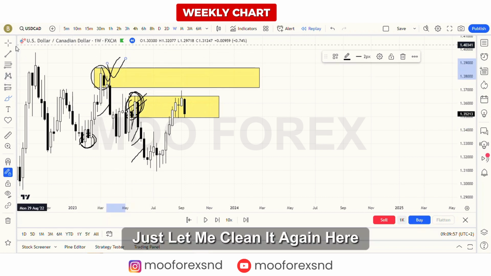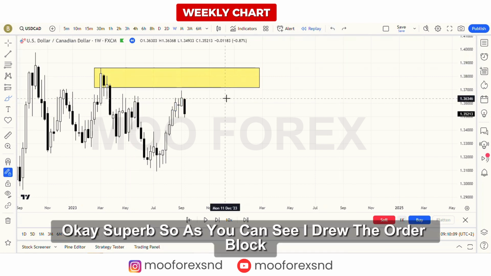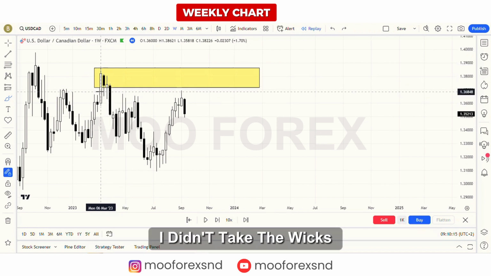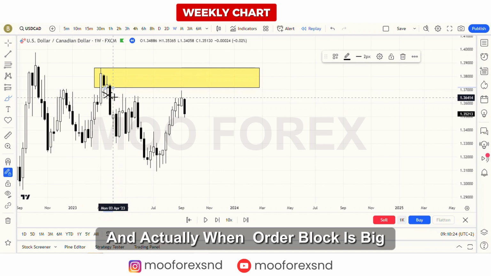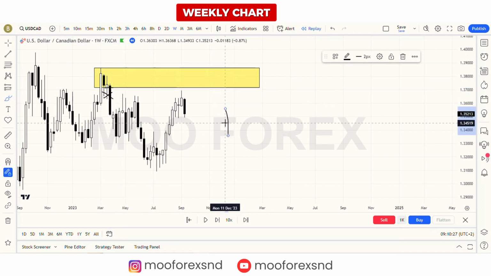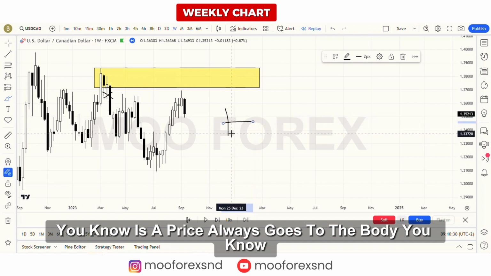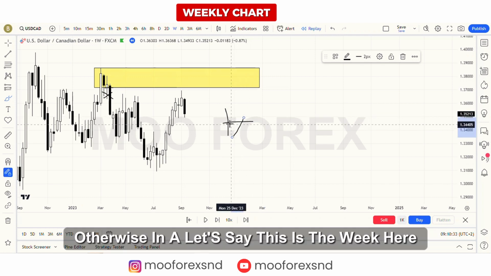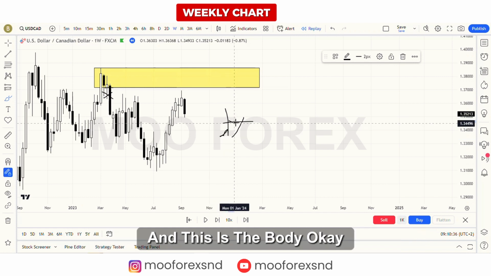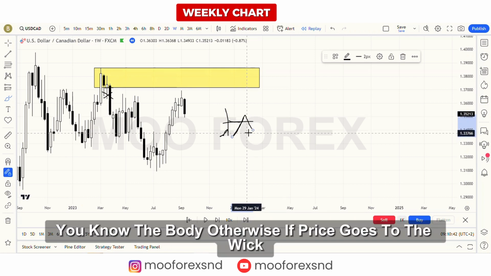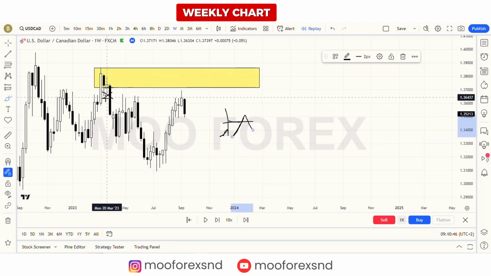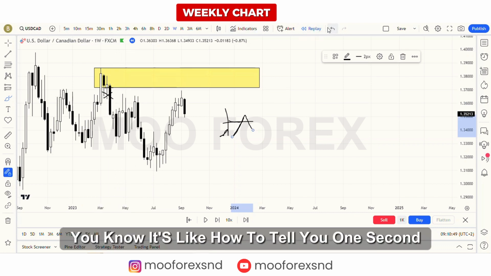Okay, just let me clean it again here. Okay, super. So as you can see, I drew the order block. I didn't check the wicks. I only drew until the body, because if I include the wicks, the order block will be very big. And when an order block is big, price always goes to the body. Let's say this is the wick here and this is the body. Price always will go inside the body. Otherwise, if price goes to the wick, how to tell you, one second.